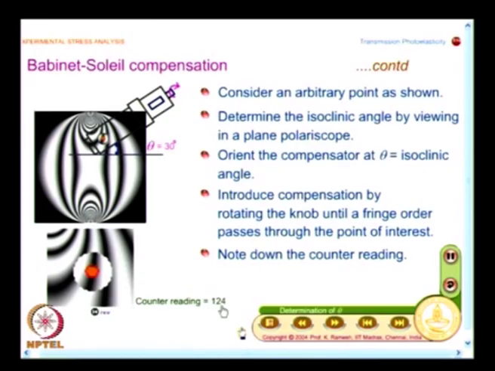So, is the idea clear? When I go to a compensation technique, I need to mark the point of interest in some manner, then I need to find out the principal stress direction at the point of interest, align the compensator axis along the principal stress direction, then rotate the knob until a fringe passes through the point of interest.